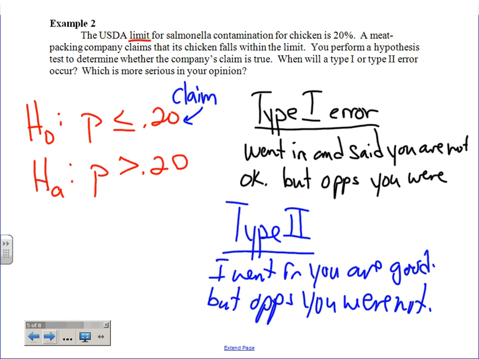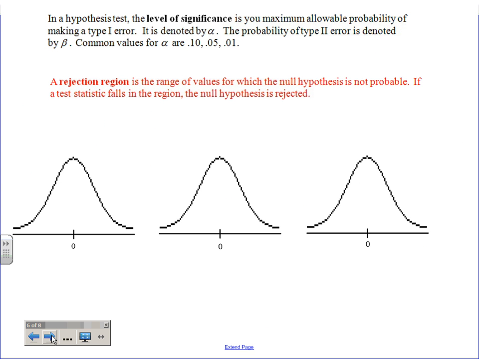That's why it says in your opinion. If you're eating this chicken, obviously you're going to think type 2 is worse. If you're running that company, you're going to say, what are you talking about? You shut me down and I was good. I just lost millions of dollars and all these people lost their jobs. So they're both bad, right? We can agree with that. In this case, they're both bad, but for different reasons. Are you starting to get there with this? It's a little weird. Maybe this might make more sense for you once we do this.